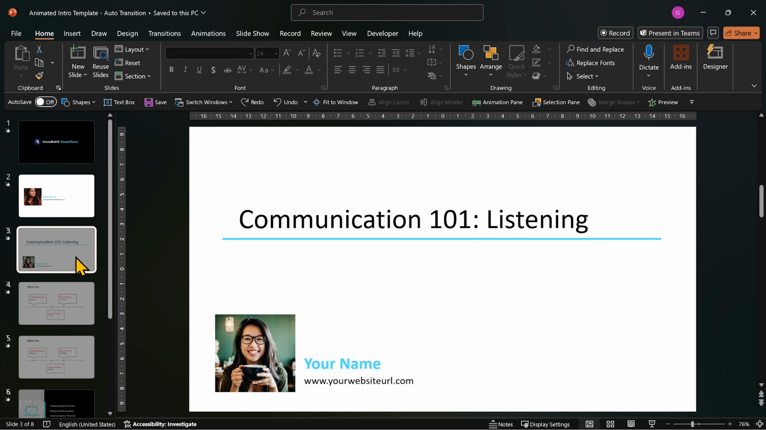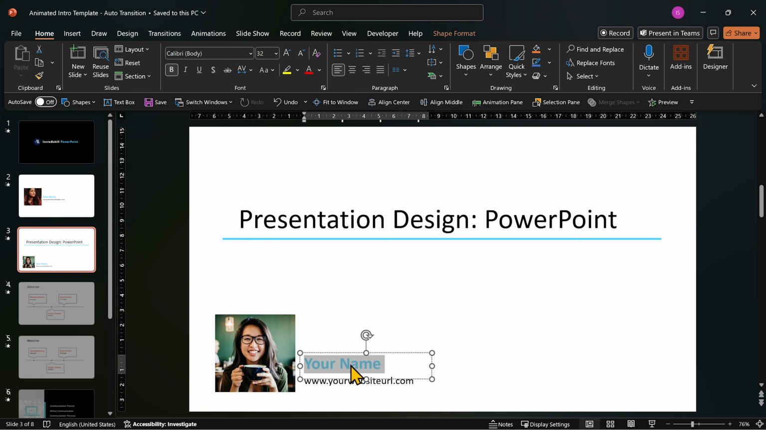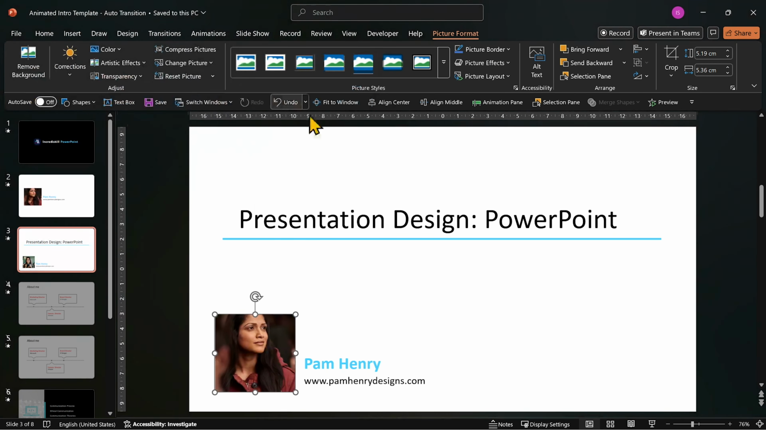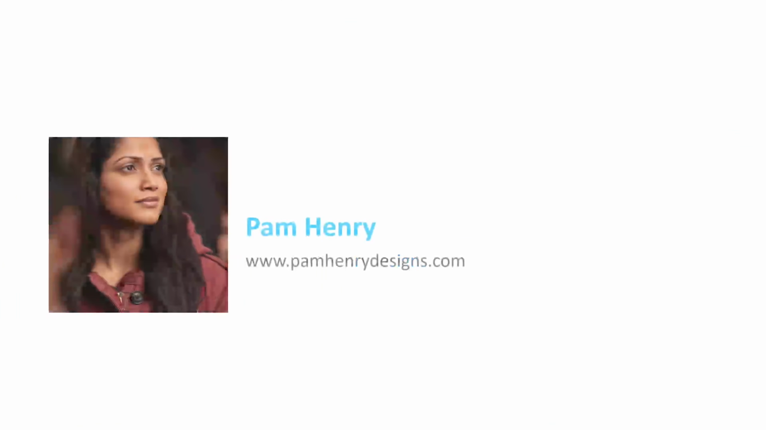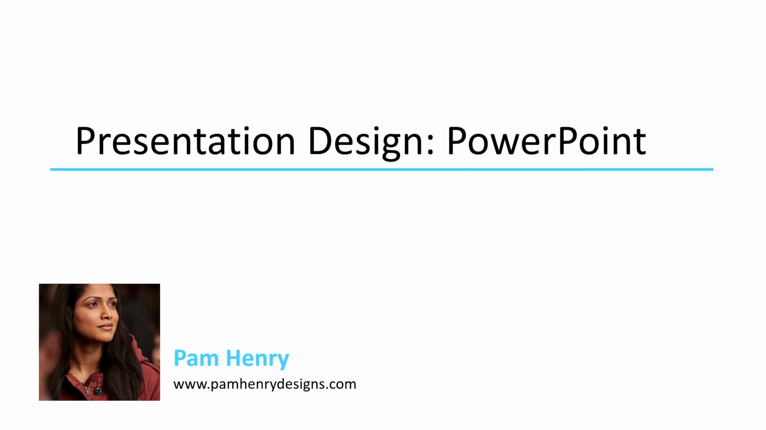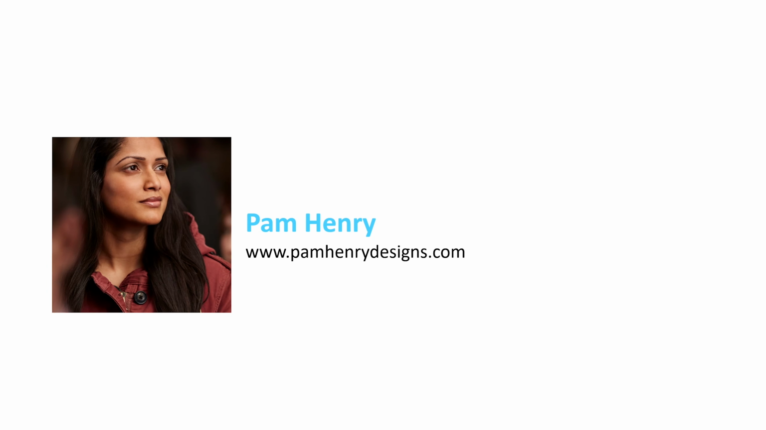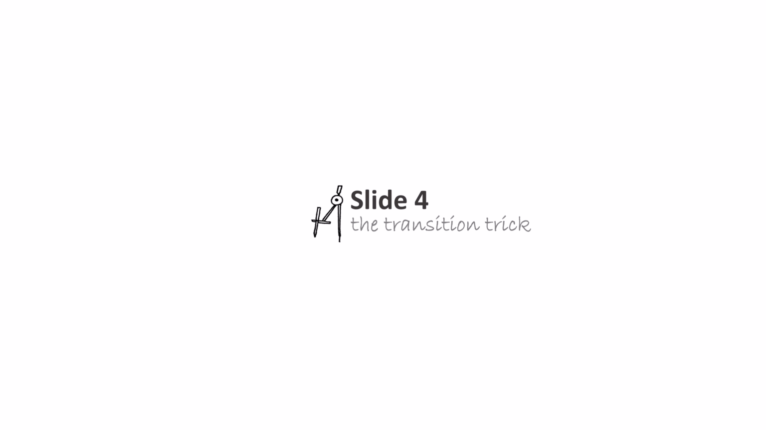Right-click and unhide slide 3. Now, update the presentation title. Replace the presenter's name. Change the web address and the photo just like we did on slide 2. Once done, run slideshow from slide 2. Then press F5 to start from slide 1. Looking good? Excellent. Let's take it one step further.